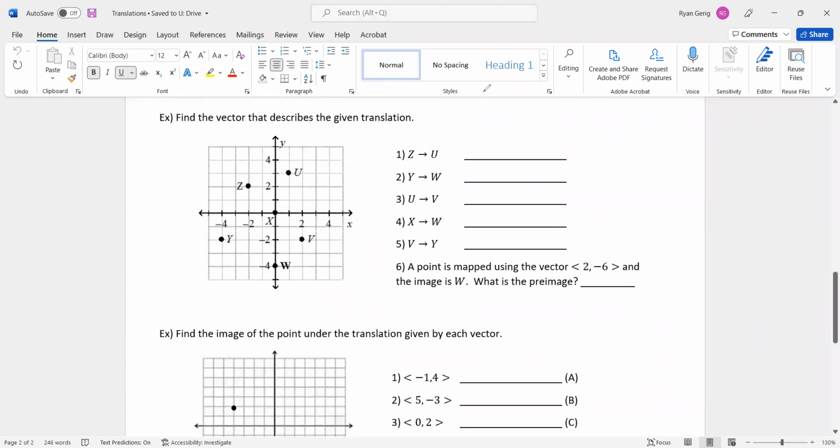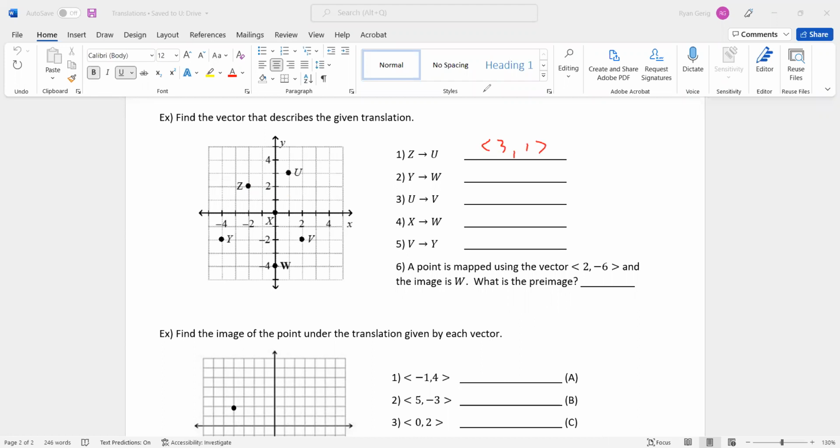Find the vector that describes the given translation. So basically, point Z is going to point U. What vector moves it there? Well, what's the horizontal change? It goes over 1, 2, 3, so 3, and up 1, so 3, 1. That's all you're doing with that. Okay, so 3, 1 was this one.